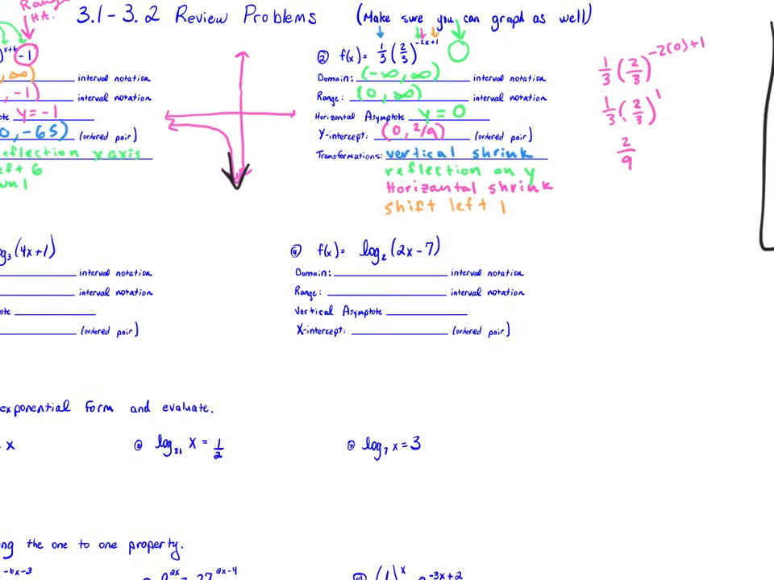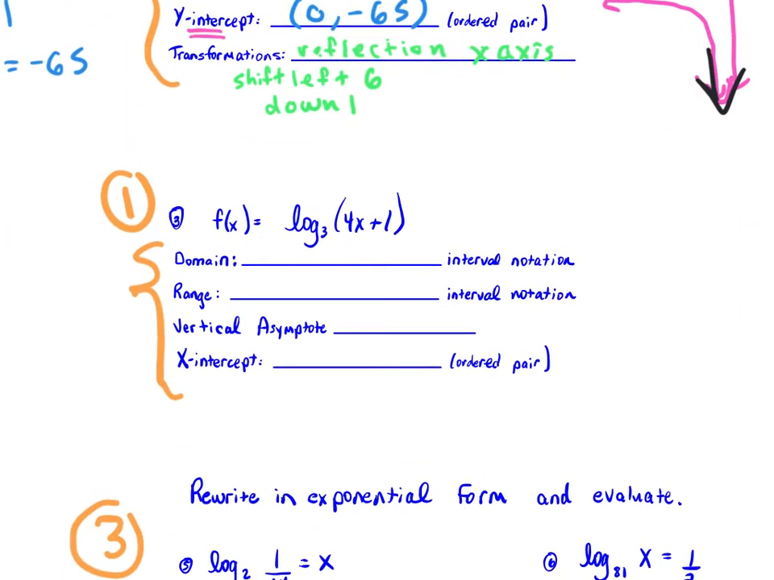Okay, let's move on to our log functions. So you're going to have one like this on the quiz on Monday. Here, our range is always all real numbers. So always, always, always, our range is all real numbers. Our domain is going to be 0 to infinity unless we have something going on in these parentheses.